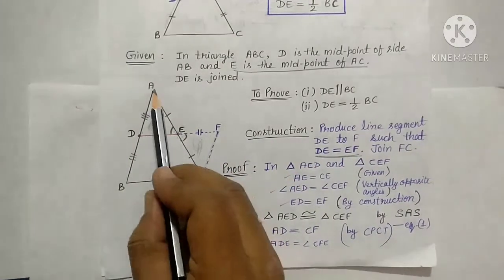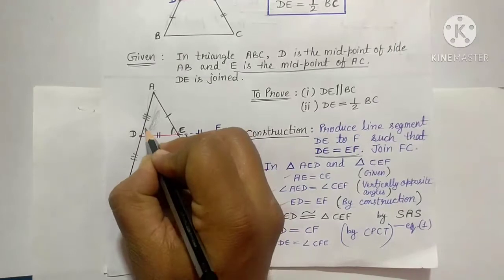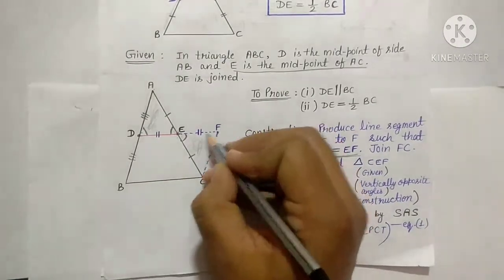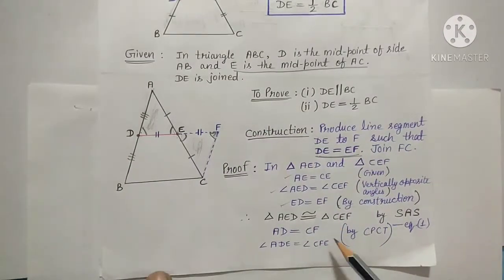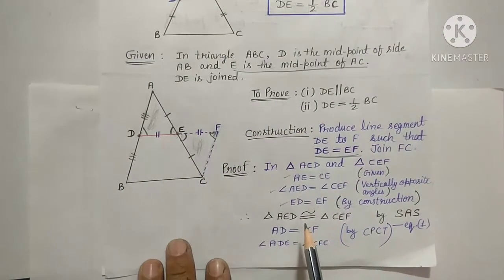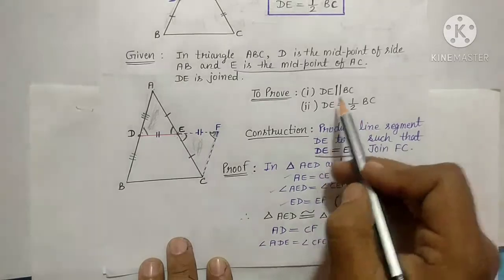And we can say angle ADE equals angle CFE, it means this angle. This is also by CPCT. So both things we have proved by CPCT. Okay, now move to the next part so that we can prove this thing.